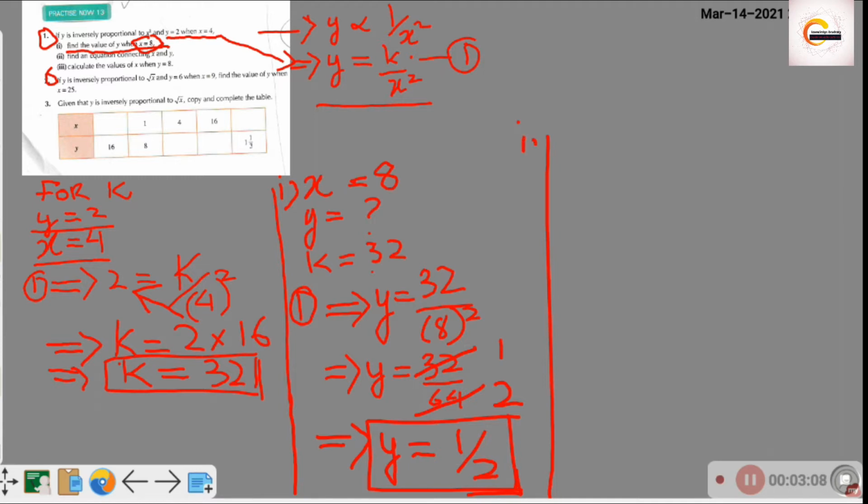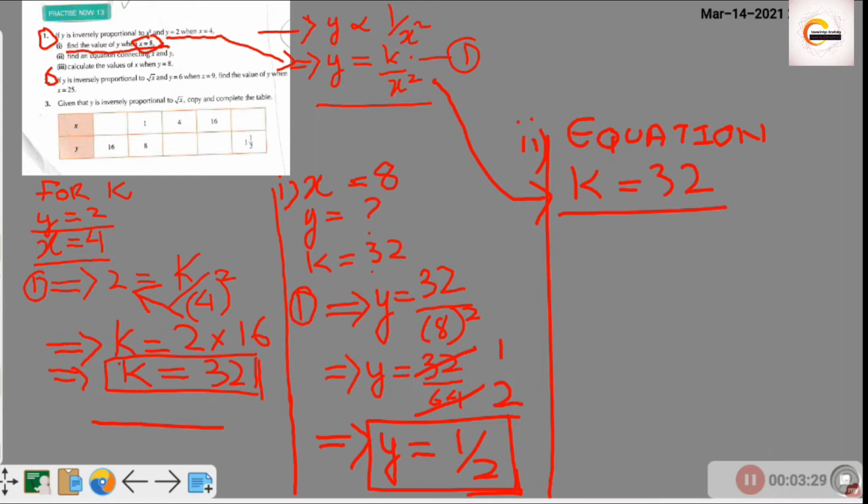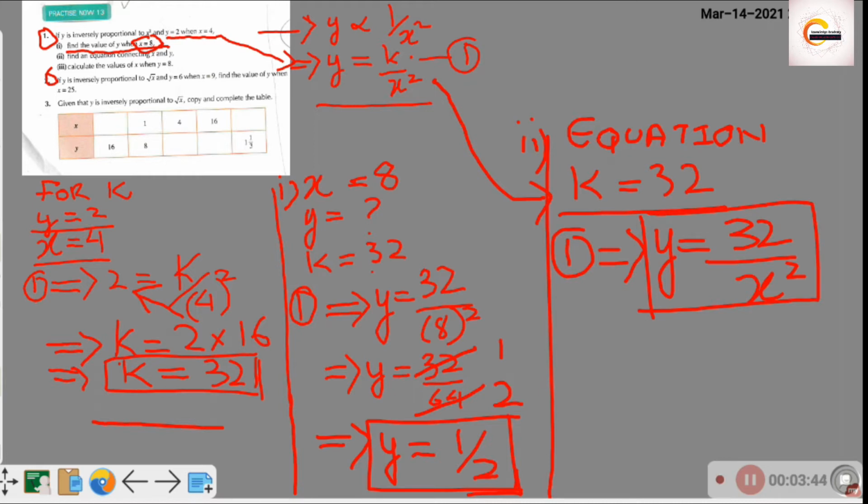Let's go to question number 1, part 2. Question number 1, part 2 says find the equation connecting x and y. So simple, we know the formula that we have already established. We have calculated the value of k. So k is equal to 32, and we are going to put this value of k in our formula to get the equation connecting our variables. y is equal to 32 upon x square. So this is our required equation.